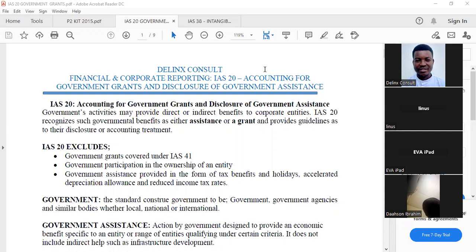But before we move on, you have to know that IAS 20 covers government grants and government assistance. So what then is a government grant and what then is government assistance? If you are talking about government grants, we are talking about government giving assistance in the form of transferring of financial resources. They are going to give you money.